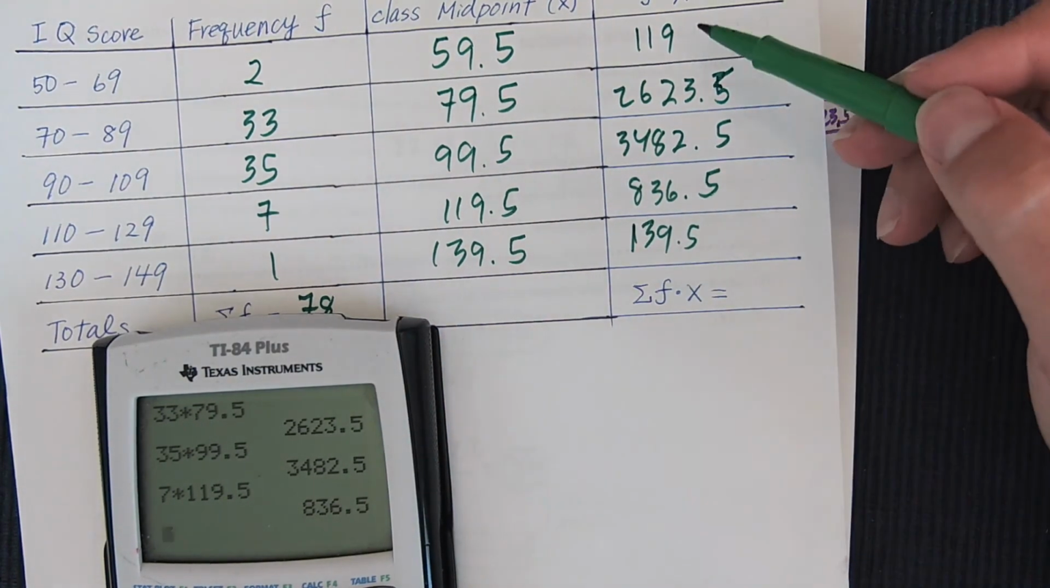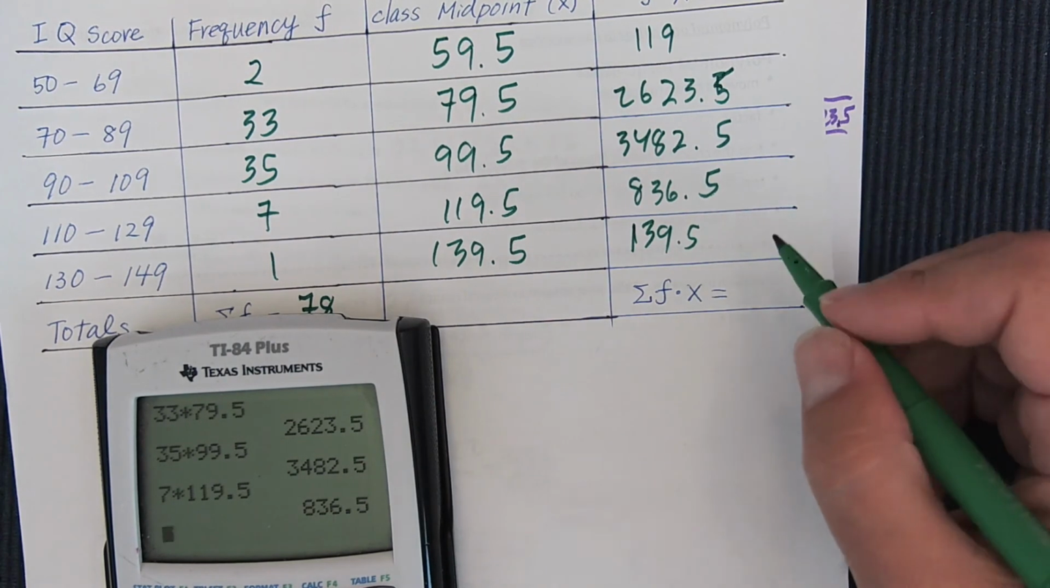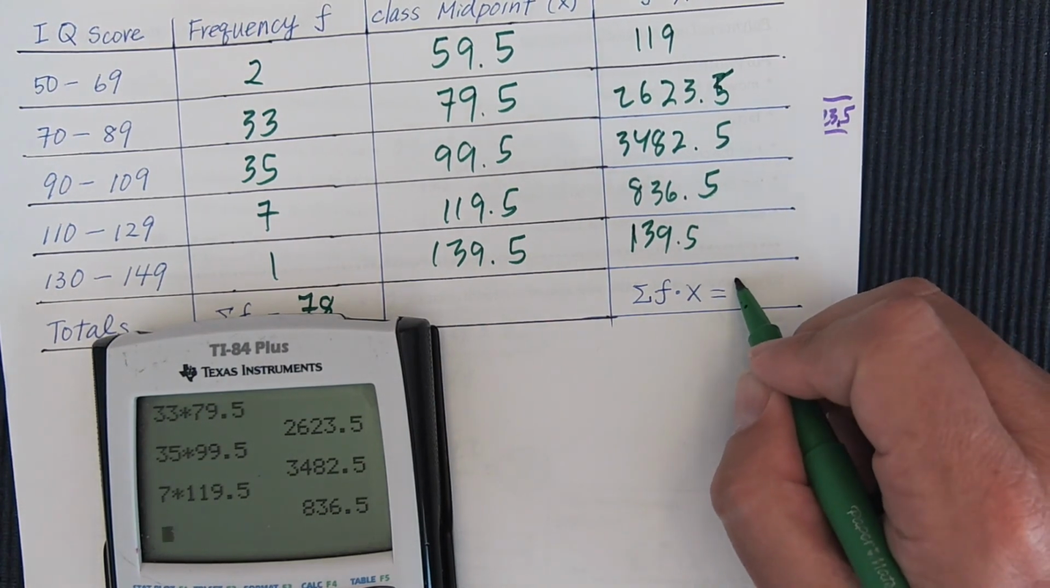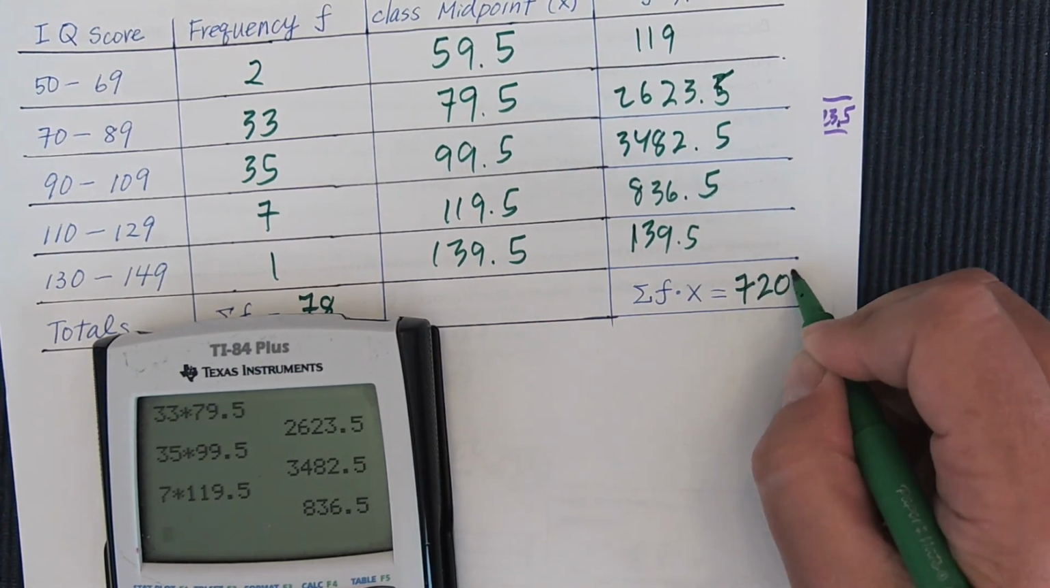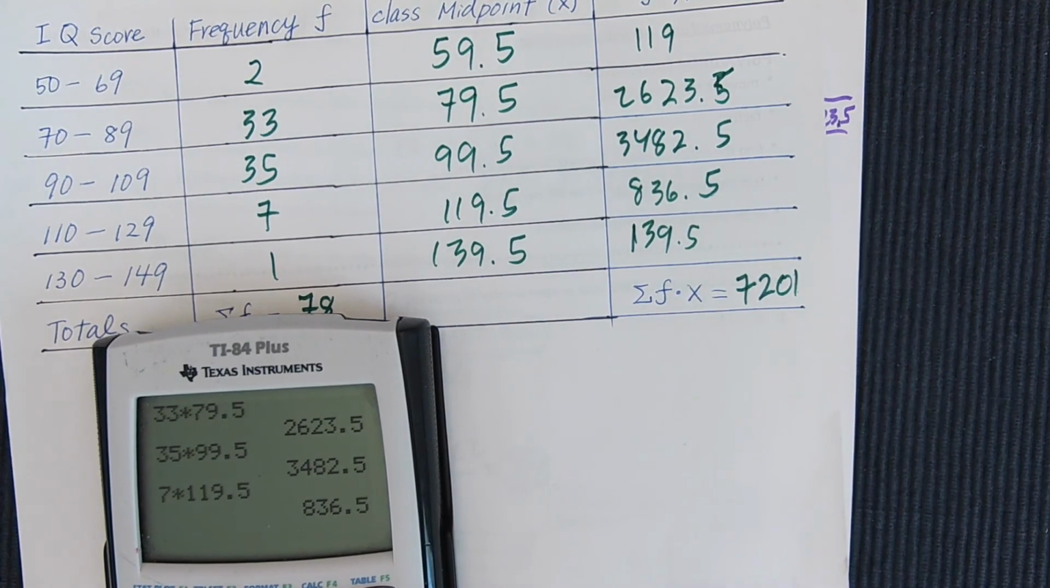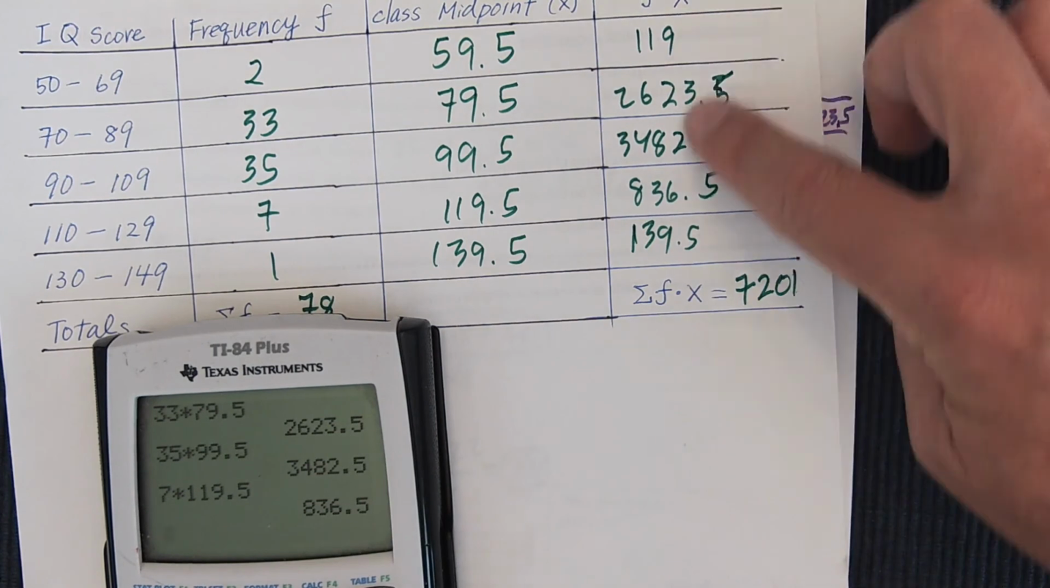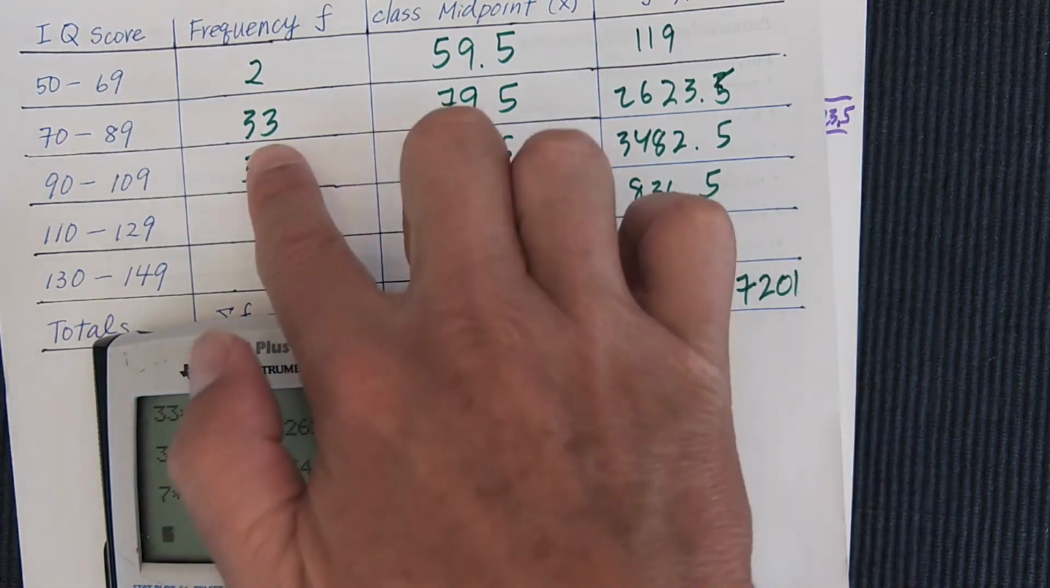And what I'm going to do is add all that up. And I need you to verify this. It's going to give me that there. You double check me. You add those up yourself, and make sure I multiplied correctly.